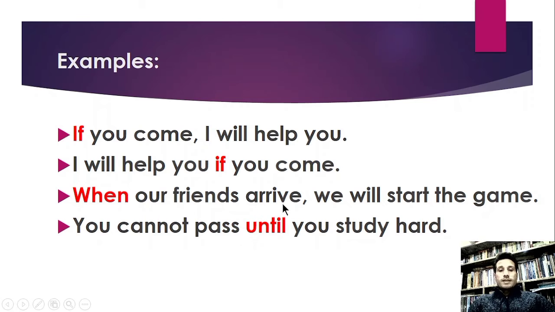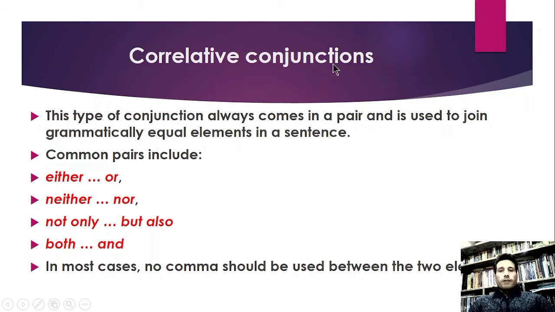When our friends arrive, again our friends is the subject, arrive is the verb, and when is the subordinating conjunction. So when our friends arrive, again the meaning is incomplete. So what do we do? We bring another independent clause: we will start the game. So now the meaning is completed. You cannot pass until you study hard. So again, until is the subordinating conjunction.